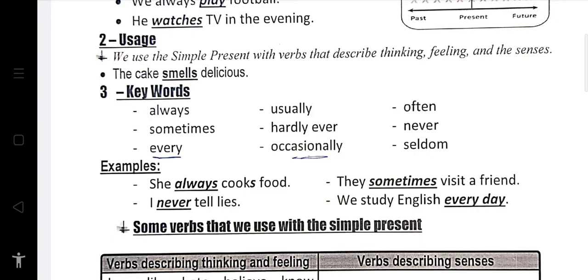So, where could we put or add the keywords for this tense? We have to add the keywords of this tense before the main verb or after verb to be if we use it as the main verb.